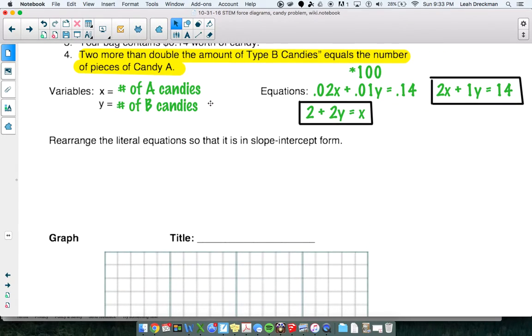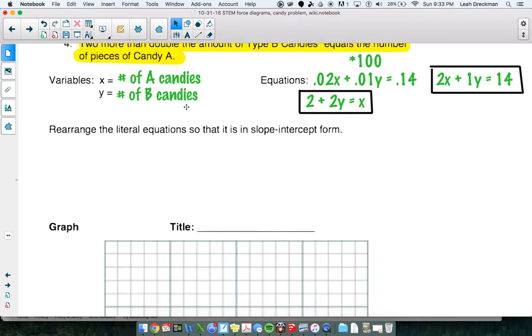If you have a question, stop the video right now and ask a teacher to clarify. Otherwise, we're going to keep on keeping on.